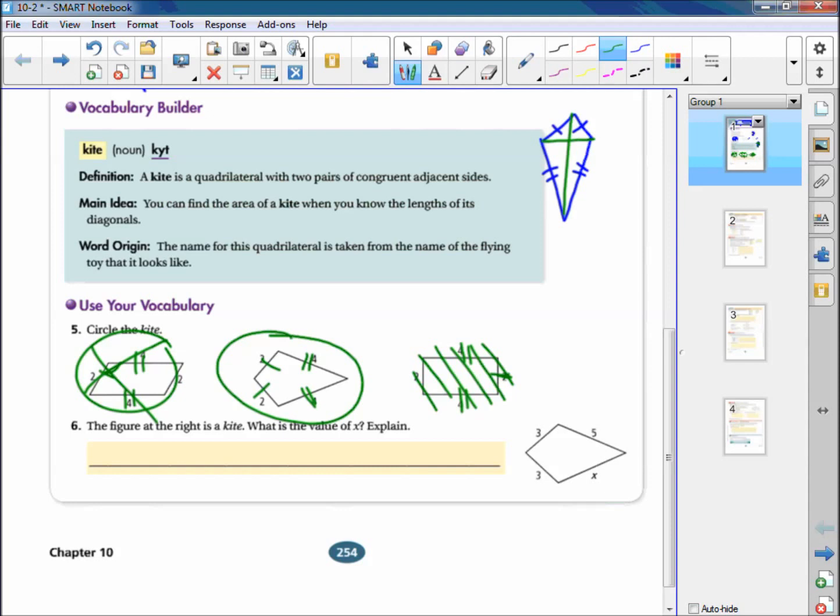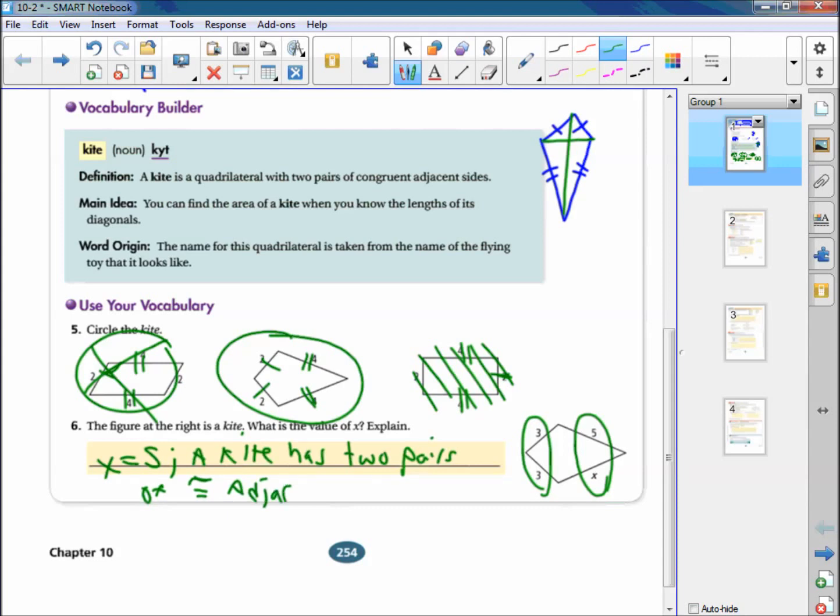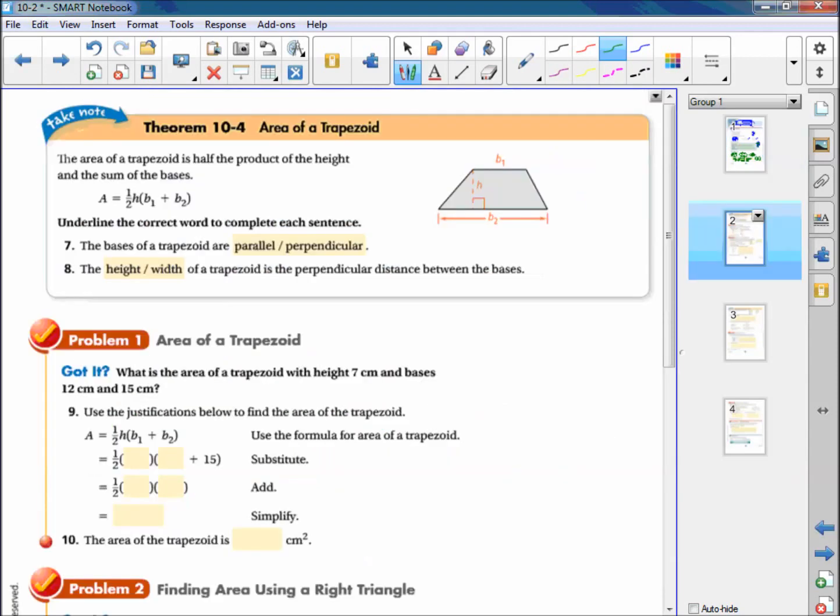What is the value of x? So this is one pair of congruent consecutive sides. So these should be the other pair if it's a kite. So x should be 5. And we have to get an explanation here. This is because a kite has two pairs of congruent adjacent sides, or congruent consecutive sides. So sides that touch each other. All right, let's flip it over and see what's on page 2.